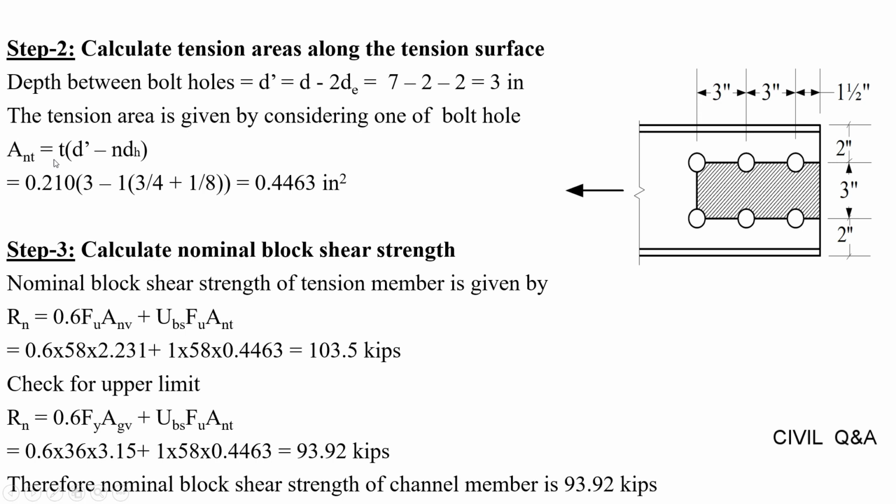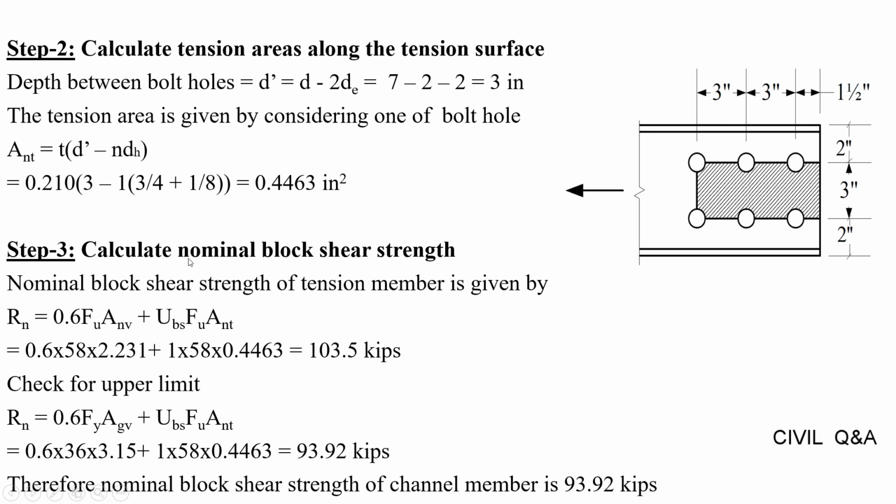The net tension area is equal to the thickness of the web times the depth between bolt holes minus the number of bolt holes along the tension surface times the diameter of the bolt hole. Putting values, we get the net tension area along the tension surface.